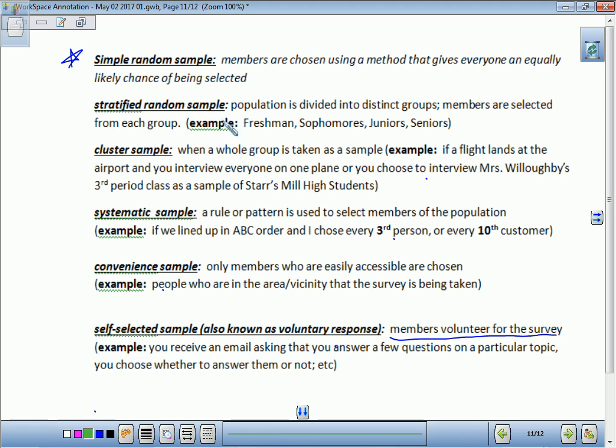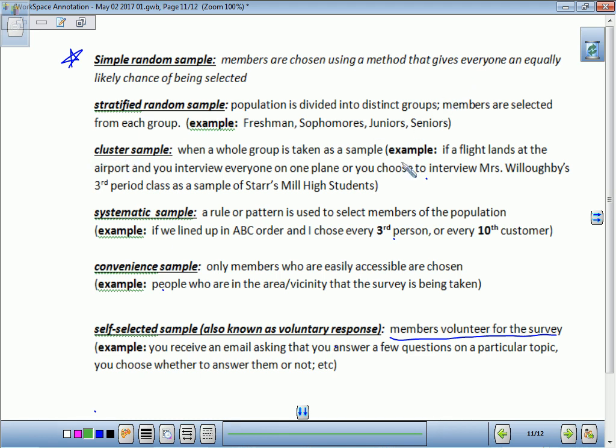Okay, now, a stratified random sample. Sometimes this is helpful. It's when we have a population that's divided into distinct groups, and then members are selected from the group. For example, if we were finding a random sample of students from Starsmore High School, we could have you divided into freshmen, sophomores, juniors, and seniors. Choose 4 freshmen, 4 sophomores, 4 juniors, and 4 seniors. That would be stratified. Okay?